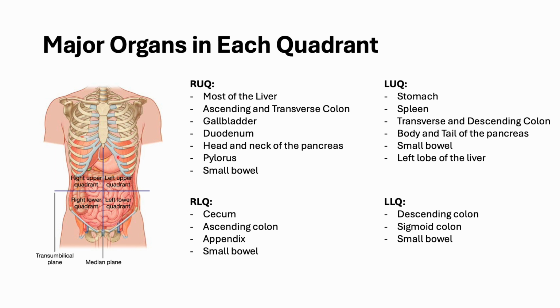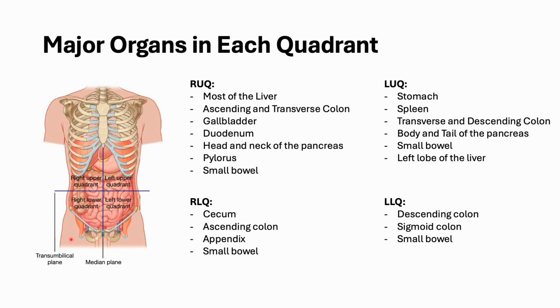For the left upper quadrant, again, you have most of the stomach, like the fundus. You have the spleen, which would be over here. You have the transverse and descending colon. You have the body and tail of the pancreas, which you really can't see, the small bowel again, and then the left lobe of the liver. Just remember when you're looking at radiographs and such, this is the right, this is the left side.